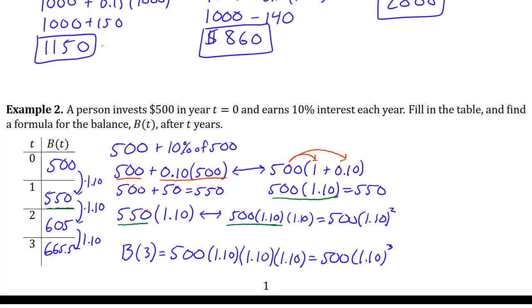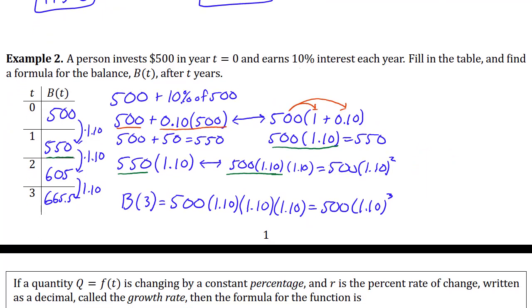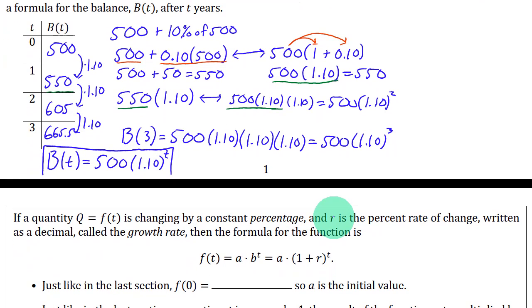So the formula in general that we're getting here is that b of t is going to be the starting amount, 500, and then because every time t increases by 1, you multiply by 1.10 again, we can write that as 1.10 times 1.10 times 1.10, t times, or just 1.10 to the power t. All right, and that's kind of the main idea of this section.